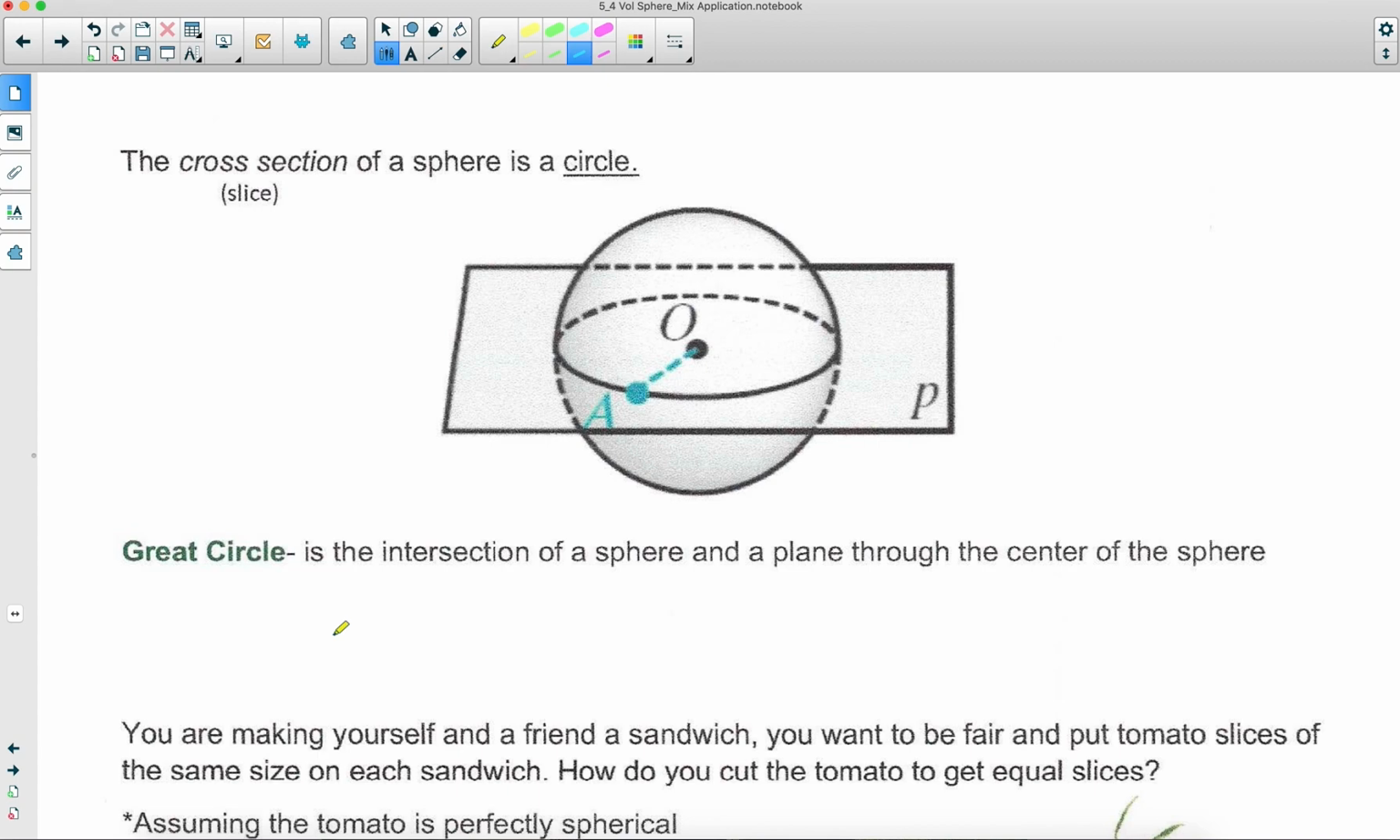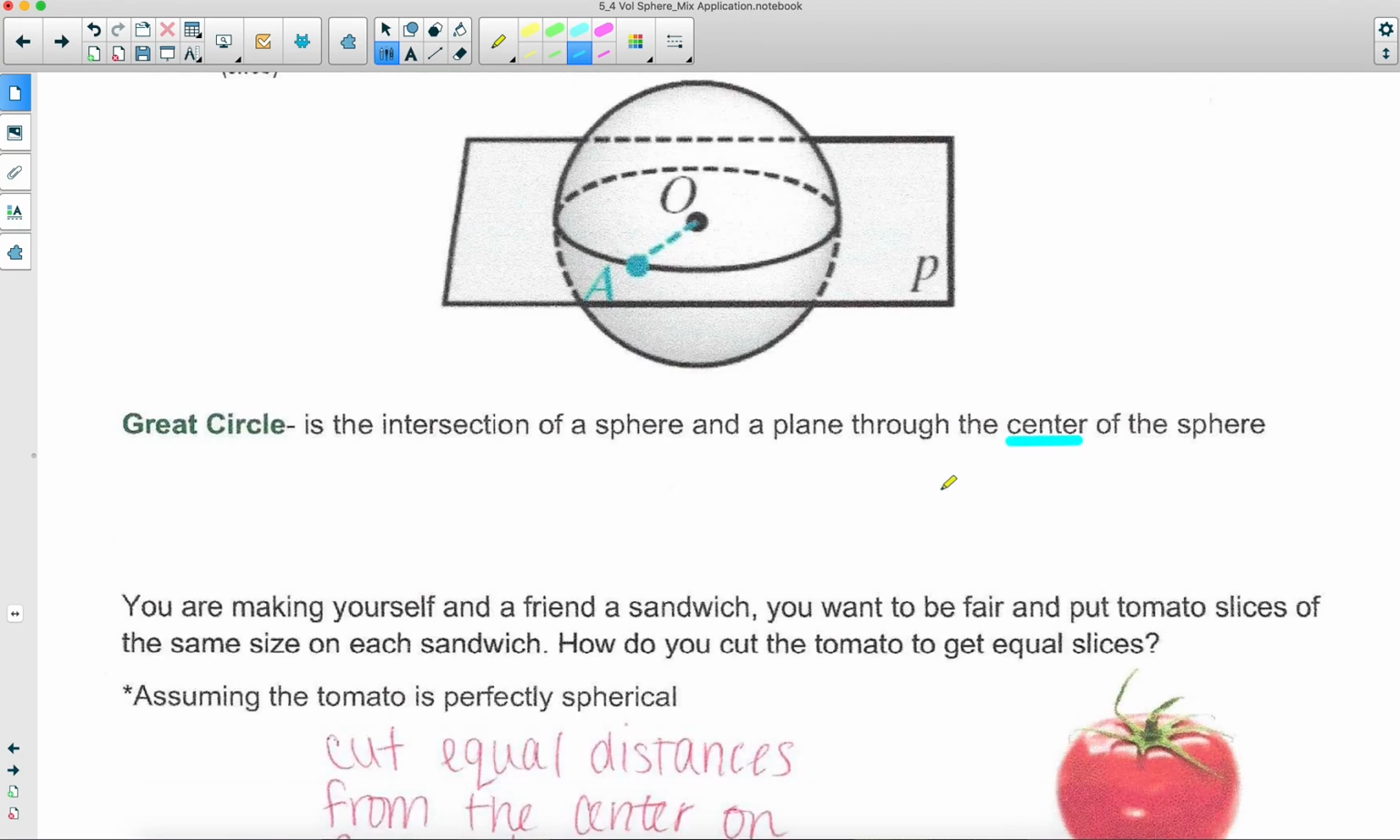What's interesting is the great circle, or the greatest circle within a sphere, will always intersect the sphere through the center. So you're always going to get the biggest circle of any sphere when you cut it through the center. So with that, it actually brings us to this thought here.